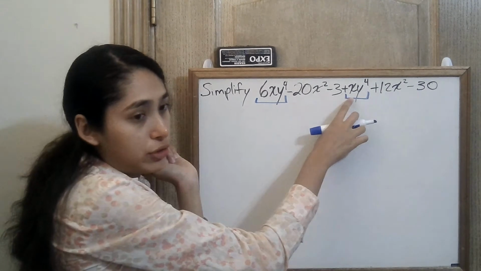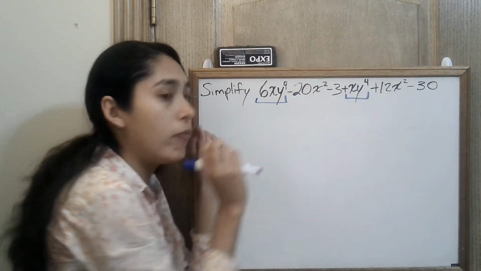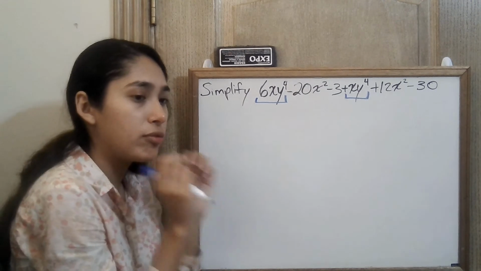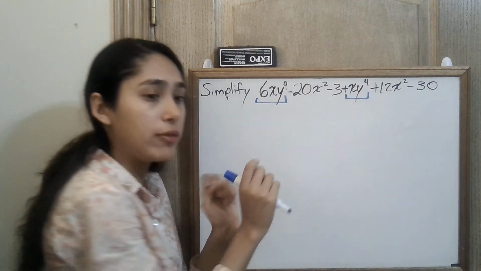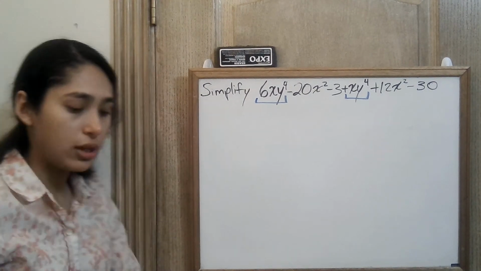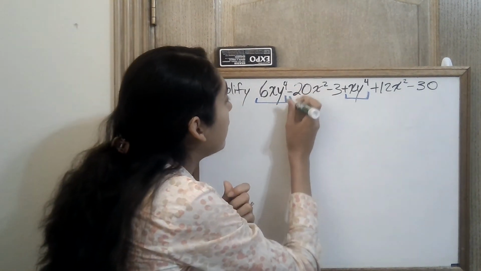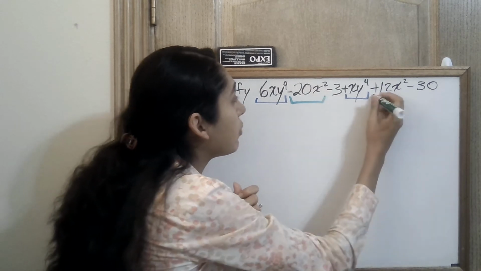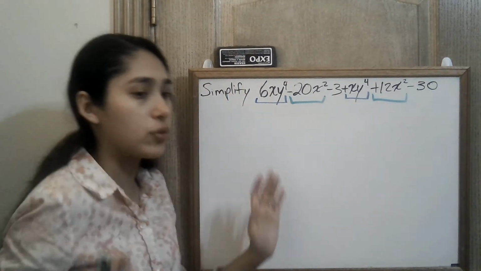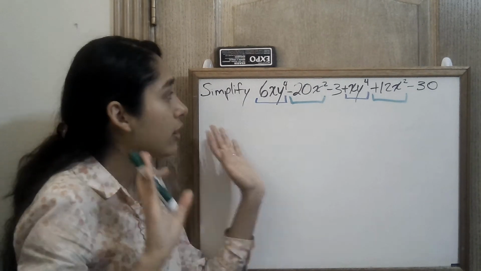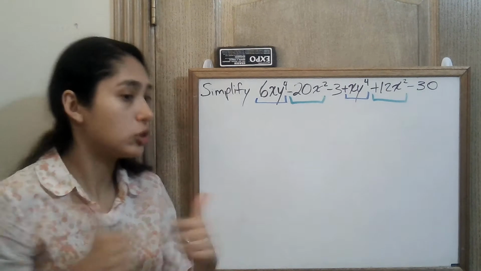This one has a coefficient of 1. They have different coefficients, but the fact that they have the same mix of variables, xy to the power 4, xy to the power 4, makes them like terms. Same thing here. We have negative 20x squared and positive 12x squared. I don't care that there's a negative 20 and a negative 12 at this point. They both have x squared, and x squared goes with it.